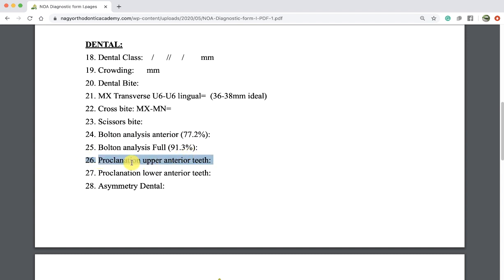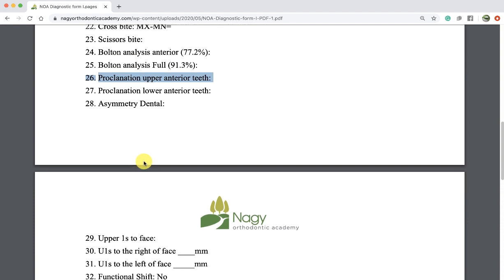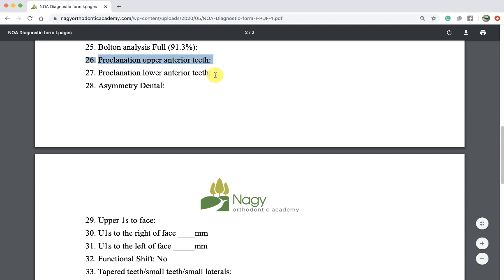Then you're going to go here, which is the proclination of upper anterior teeth, and also proclination of the lower anterior teeth. Are they normal, proclined, or retroclined? What you're going to put here is proclined, normal, or retroclined. Or you can put the value here too from your cephalometric tracings, or you could just say proclined, normal, retroclined, whichever it is, for both of those arches, okay?